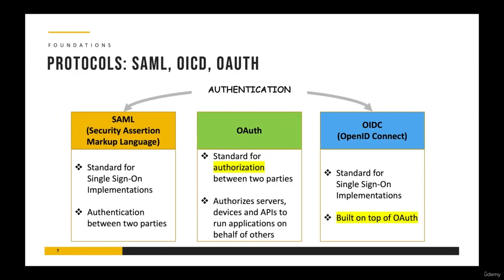Let's have a look at some of the protocols used in identity federation. The first is SAML, Security Assertion Markup Language. It's a standard for single sign-on implementation, and the basic service that it provides is authentication between two parties. Next is OAuth, which is a standard for authorization between two parties. It authorizes servers, devices, and APIs to run applications on behalf of others.